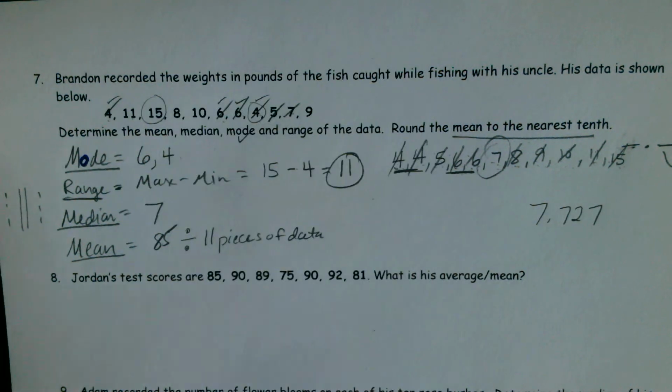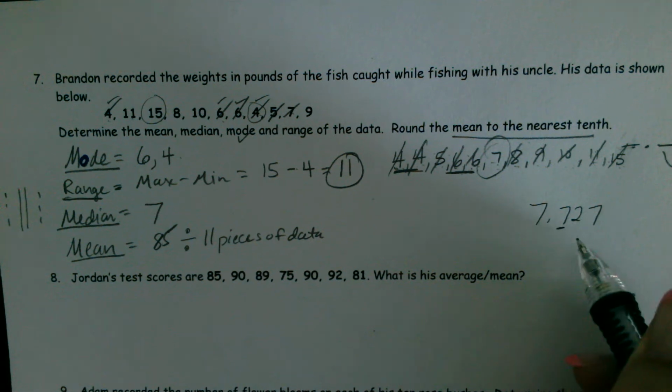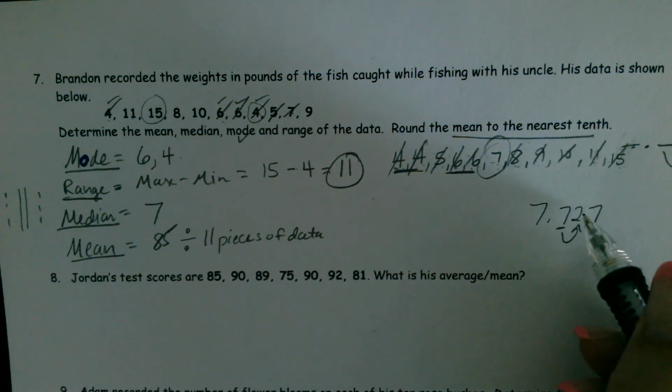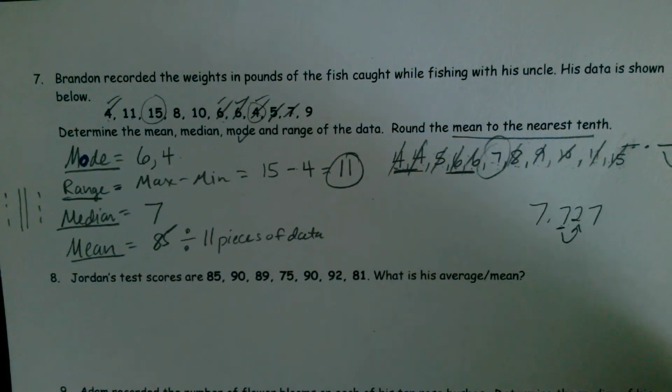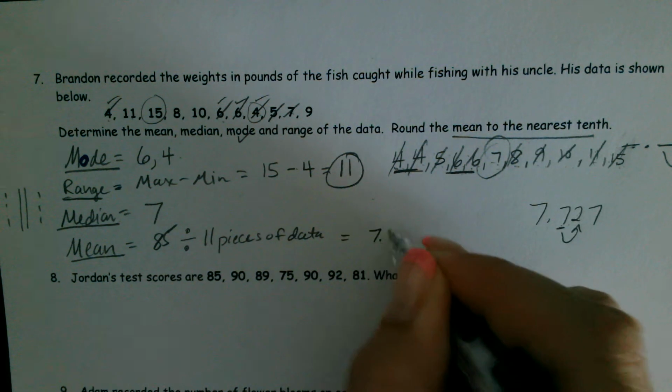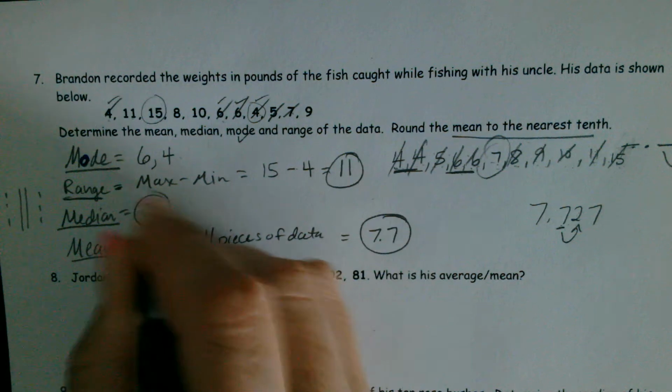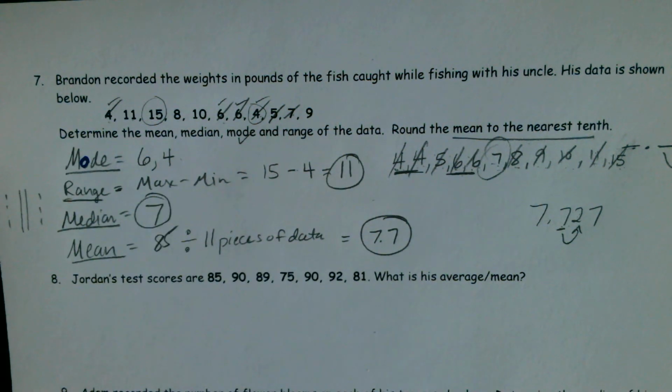7.727. So in order to round to the nearest tenth, that means I underline the tenths place and I look next door. The 2 does not tell the 7 to go up. 2, remember, has to be 5 or higher. So my answer for the mean should be 7.7. Okay, and I think I got them all. Mean, median, mode, and range. I think we're done.